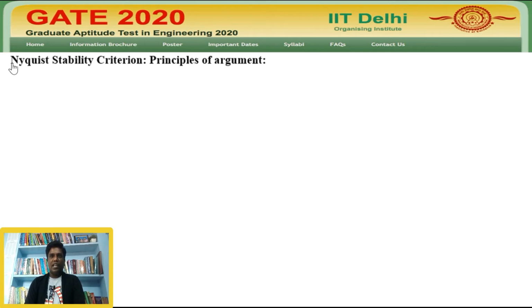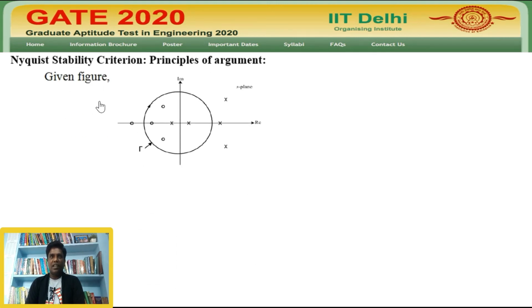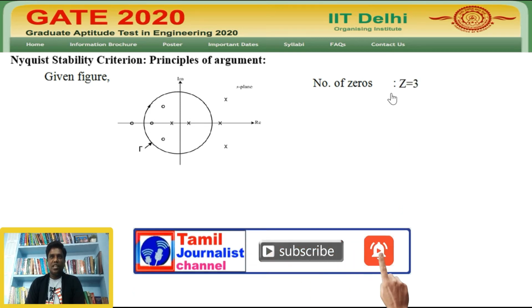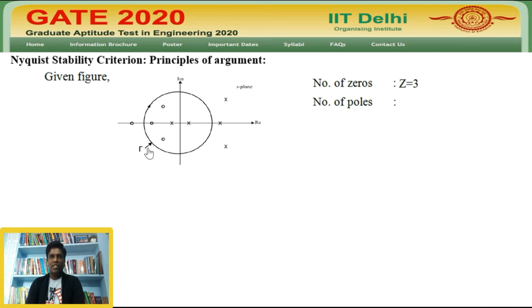By using the Nyquist stability criterion and the principle of the argument on the given figure, the number of zeros inside the closed loop contour is 1, 2, 3. Therefore, there are 3 zeros inside the closed loop contour, so Z = 3. The number of poles inside the closed loop contour is 1, 2. Therefore, there are 2 poles inside the closed loop contour, so P = 2.